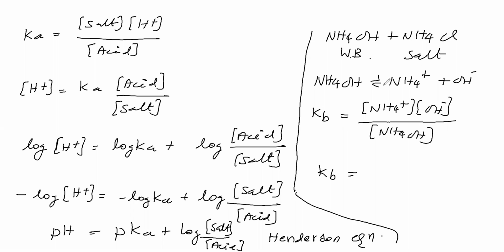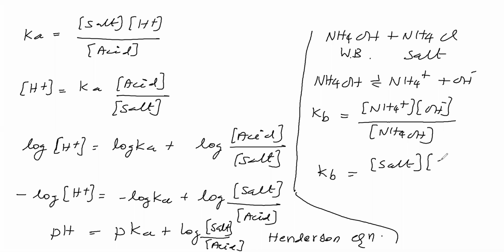Due to common ion effect, here backward is favoring. Therefore, ammonium hydroxide degree of dissociation is reducing. Therefore, concentration of ammonium ion from ammonium hydroxide is negligible we are taking. So concentration of ammonium ion is mainly from salt concentration. Therefore, in the place of ammonium ion concentration, we will write salt concentration.